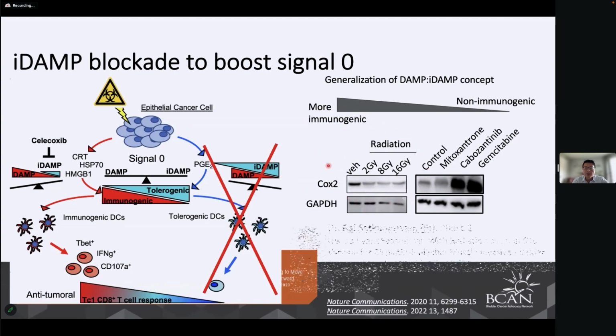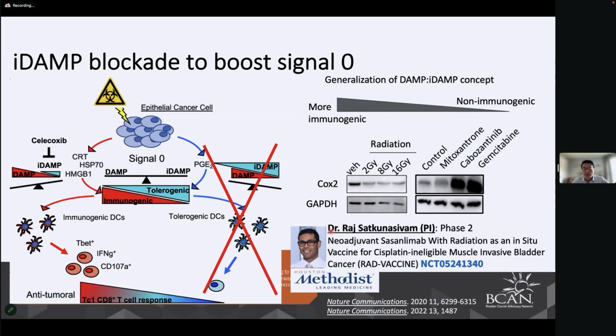And we are trying to generalize this to other drugs, such as radiation, which is getting a lot of attention. I just want to give a shout out to my clinical colleague at Methodist, Dr. Raj Sakuna Sivan, who is running a radiation plus ICI phase 2 trial, single arm with 33 patients. And you can see here that radiation really suppressed this IDAM pathway, maybe one of the mechanisms why radiation is having a good response. This trial is now at 42% accrual with very remarkable safety, as well as pT0 downstaging efficacy.